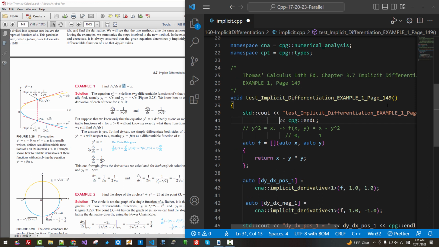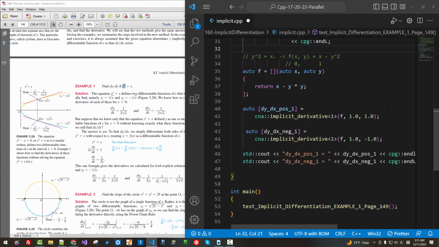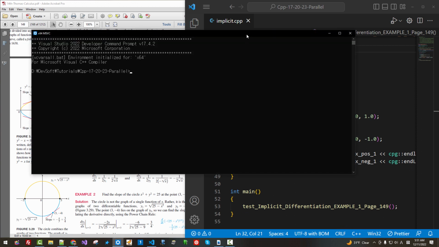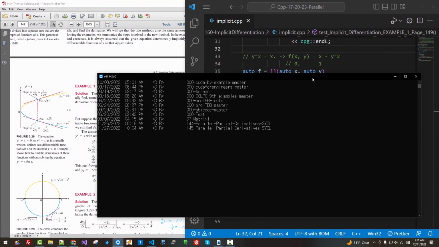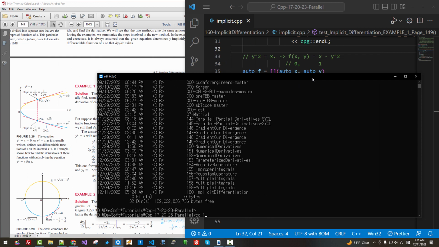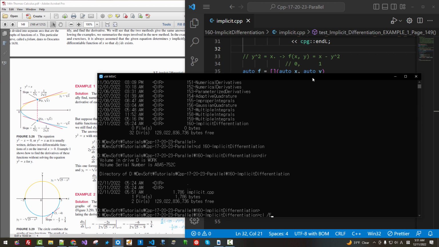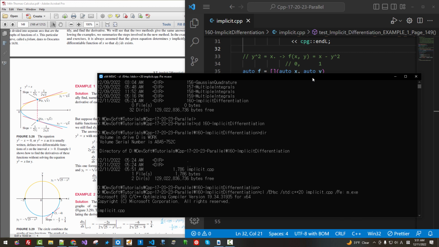So I created a simple function. We can use any compiler. I'll be using Microsoft compiler. CD 160 Implicit Differentiation, cl /EHsc /std:c++20 implicit.cpp /Fe:m.exe, hit enter.